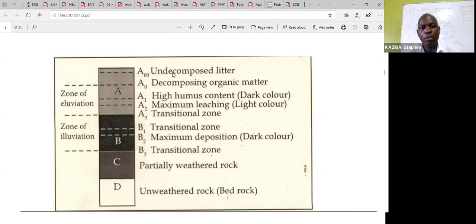Then you also talk about texture in terms of particles. We have rocks with big particles, which are called coarse-grained, and cannot easily be broken down. Then you also have fine-grained, meaning rocks of small texture.